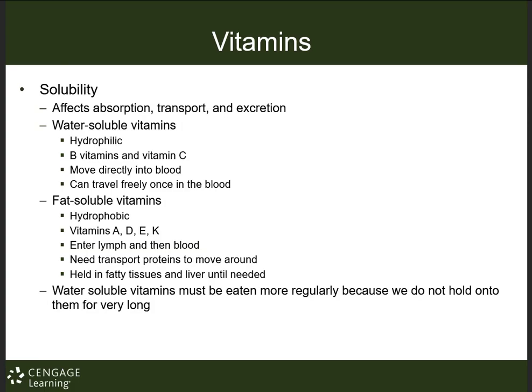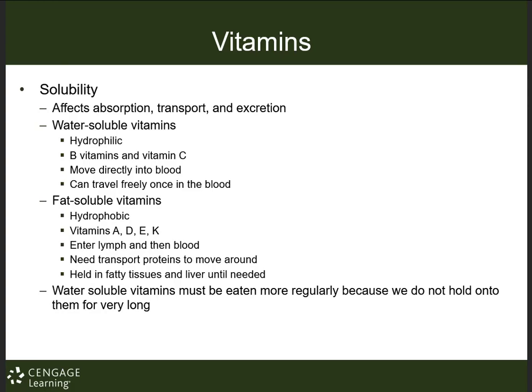So in previous chapters, we talked about hydrophilic and hydrophobic molecules, and some vitamins are hydrophilic and some of them are hydrophobic, which affects their solubility or the ability to be dissolved in water. So this affects absorption, transport, and excretion. So the water-soluble vitamins are the hydrophilic, which means they like water, and these would be the B vitamins and vitamin C. And because they're water soluble, they move directly into the blood and they can travel freely once they're in the blood. So they're very free to move about.